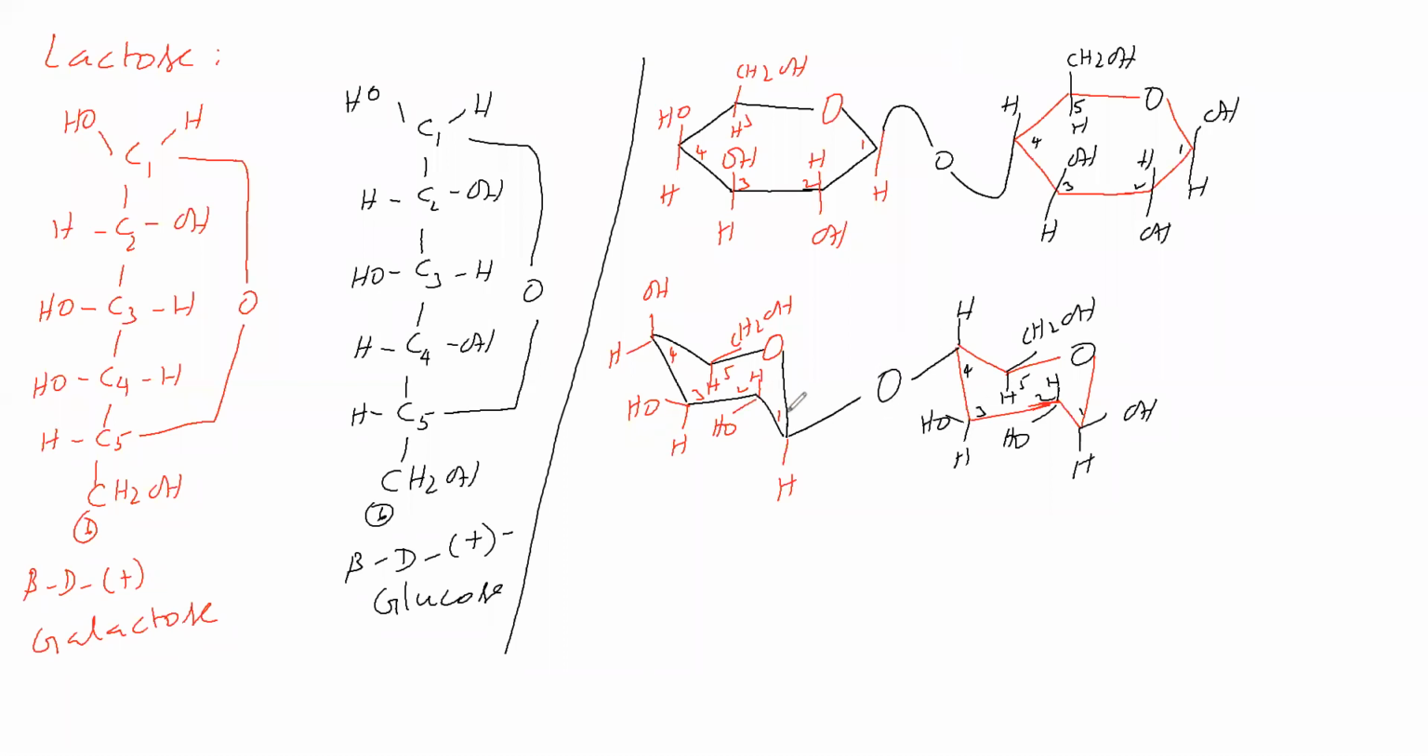Next, we can give it in another form also. Like this, we have given the chair form. Next we will see this one. In this one, how to give the C1 carbon OH group of this galactose and the C4 carbon OH group of this glucose, we will see.